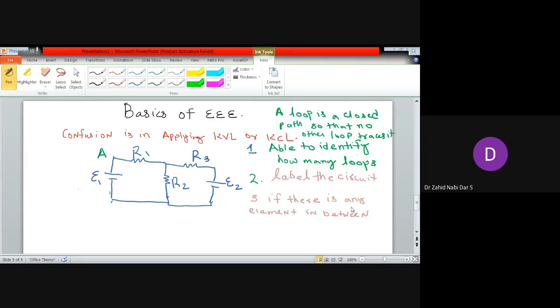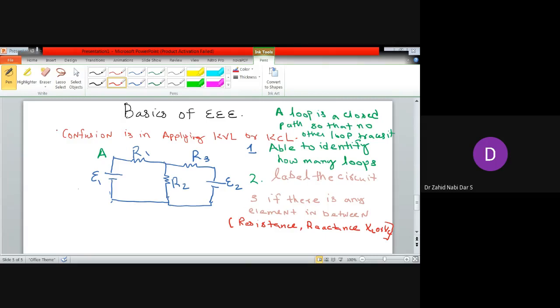If there is any element in between, see, now what is an element? Element can be a resistance. It can be reactance. Reactance can be of two types, that is inductive reactance or capacitive reactance, XL or XC. So these are the elements that you encounter.